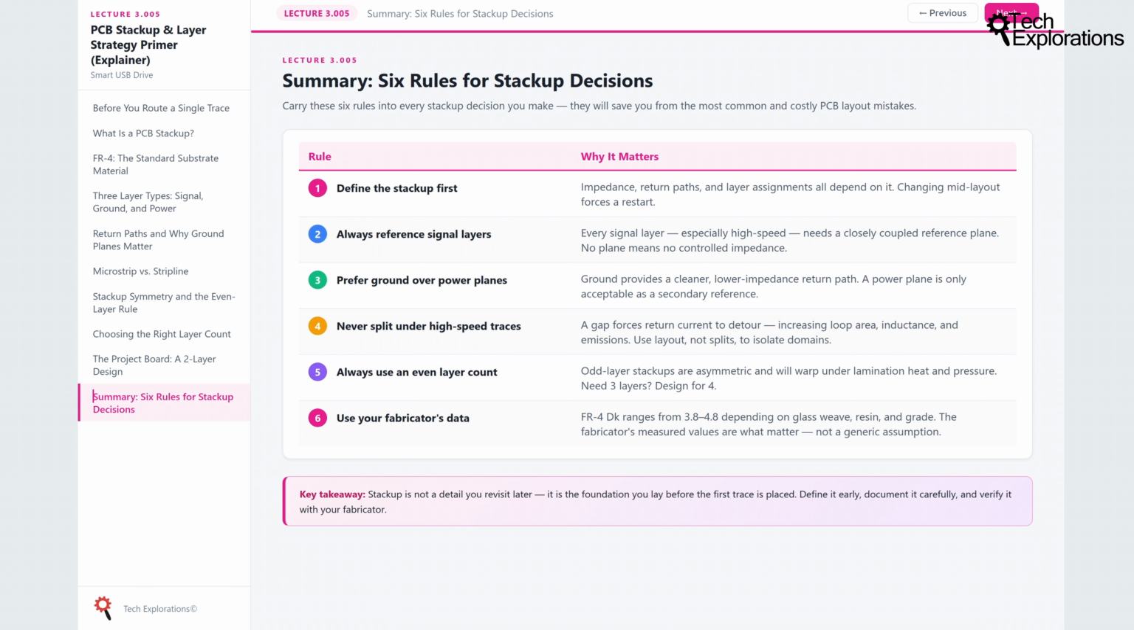5. Always use an even number of layers. Odd layer boards are asymmetric. Asymmetric stackups warp under the heat and pressure of lamination. If your design needs 3 layers, design for 4. And finally, 6. Use your fabricator's own stackup documentation for impedance calculations. Dk ranges from 3.8 to 4.8 depending on glass weave style, resin content, and grade. The fabricator's actually measured values are the ones that matter, not a generic assumption of, say, 4.2.